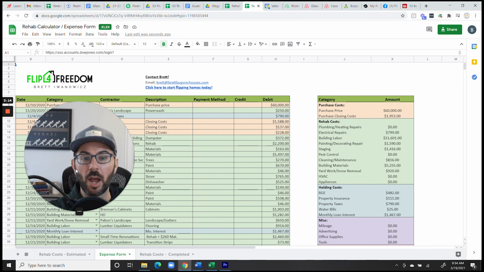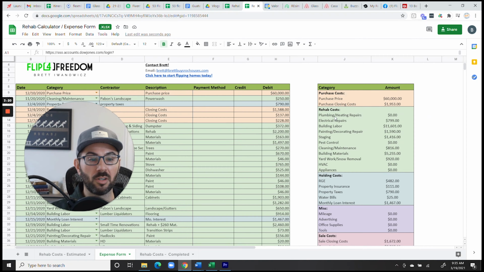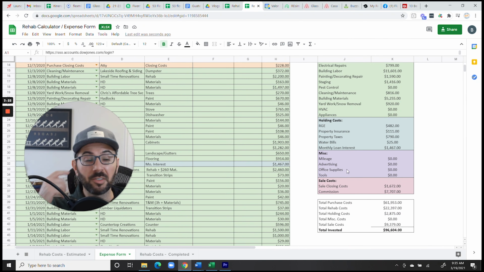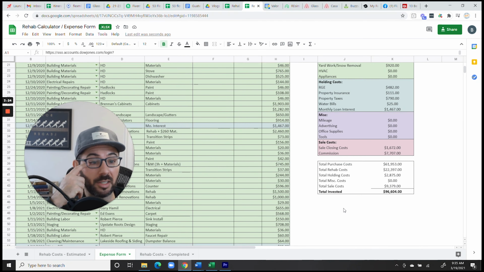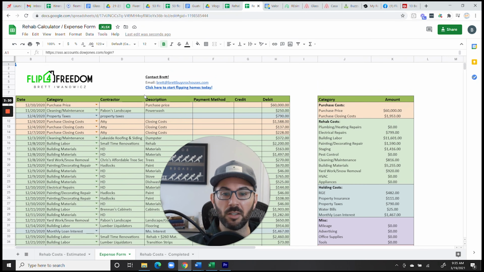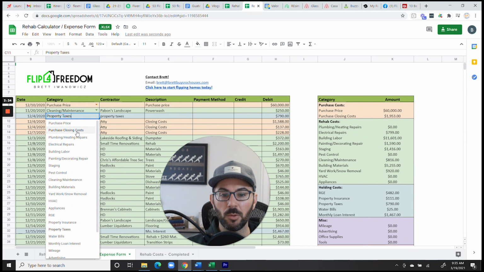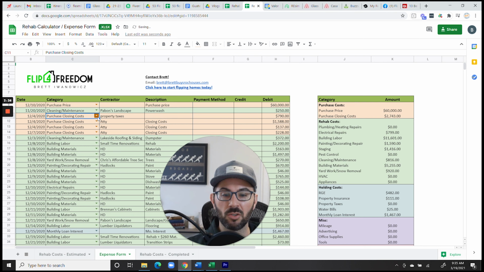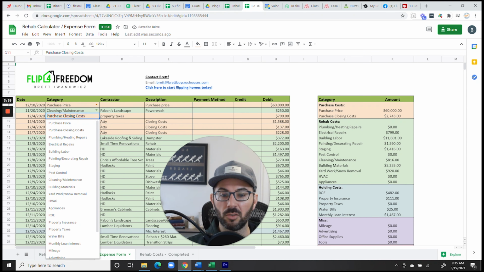And what this does is it tracks everything from the purchase to the rehab, your holding costs, miscellaneous costs, your sales costs, and it gives you the total invested at the bottom of this calculator. And what's super cool, you guys, is everything is color coded. So we have property taxes. So let's just say we change purchase cost. It changes the color. So it makes this super easy to track everything.